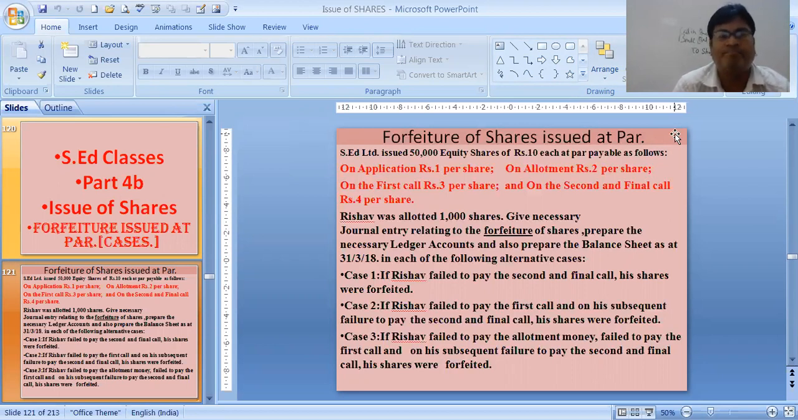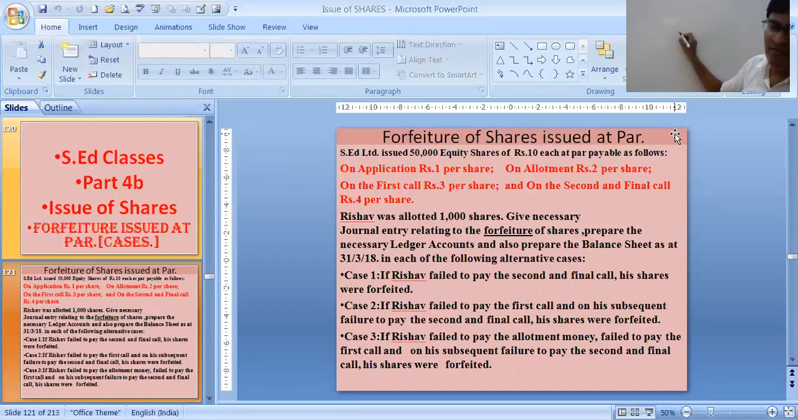Number 1. If Reserve failed to pay the second and final call, his shares were forfeited. That means only the last call he has failed to make the payment. So the first 6 entries, that is 2 for application, 2 for allotment, 2 for first call, are correct. The 7th entry, due for second call, is also correct. Second call, he is not paying the money. What will that journal entry be?